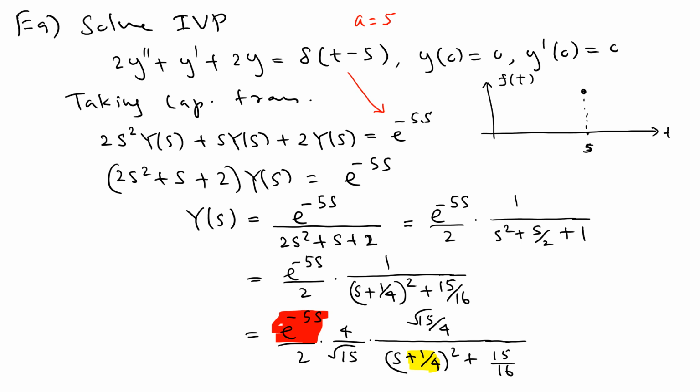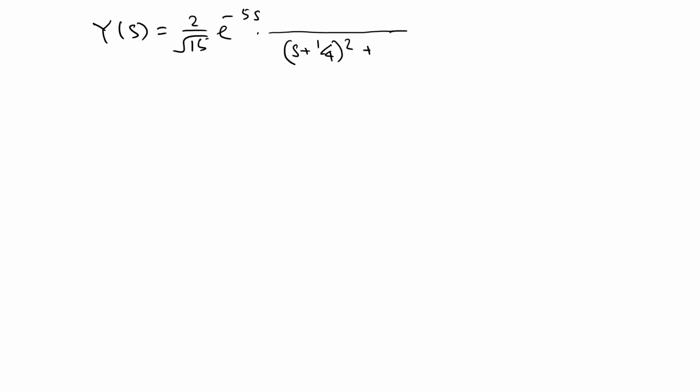So let's write that. After simplifying, we have Y(s) equals 2 over square root 15, then e to the minus 5s, and then we have (s plus 1/4) squared plus 15 over 16, and here we have square root 15 over 4. Now we want to figure out what this function is.